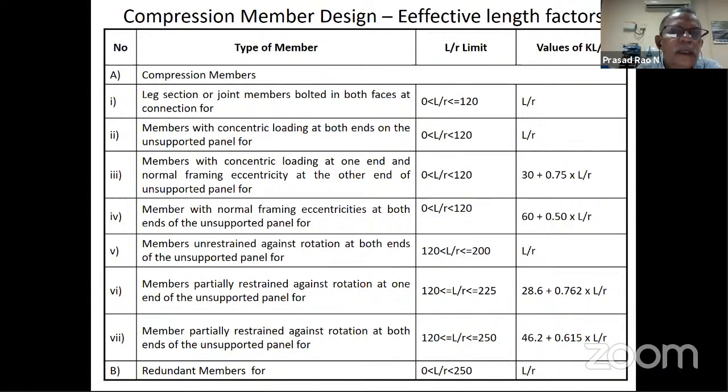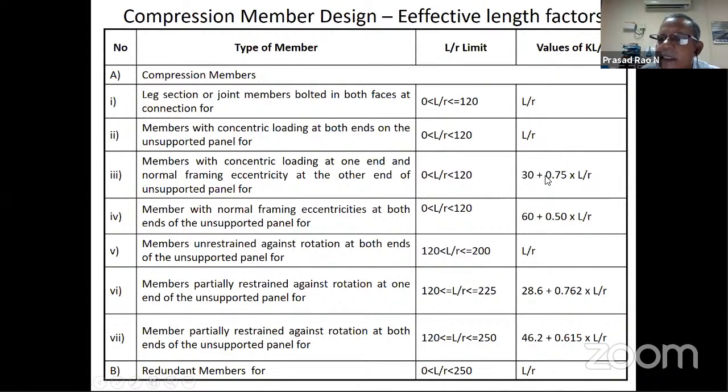K is 1. And the third one, if you come to a member with eccentric loading at one end and normal framing eccentricity at the other end, that means on one side it is a concentric load, on the other side it is an eccentric one. This cannot be avoided. How, I will show you. So in that type of case, I am penalizing the member by reducing the stresses. That means I am purposely increasing the slenderness ratio of the member. Suppose my actual slenderness ratio is 100. If you put it in the formula, 30 plus 0.75 times 100, that means 75 plus 30, around 105.